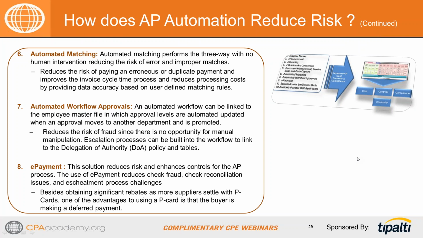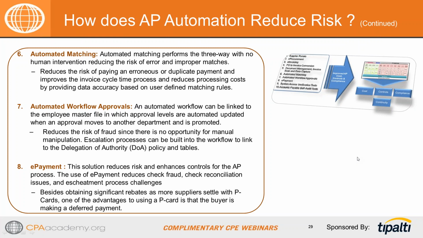Sometimes there's a lot of questions back and forth to procurement to make sure that the correct PO is being referenced. And what we're really doing here is reducing risk, of course, but improving the invoice cycle time process, reducing processing costs, and we have new data accuracy. And you would actually set those user-defined matching rules. So it's not a one-size-fits-all. It's something that can be established by the user or the client.